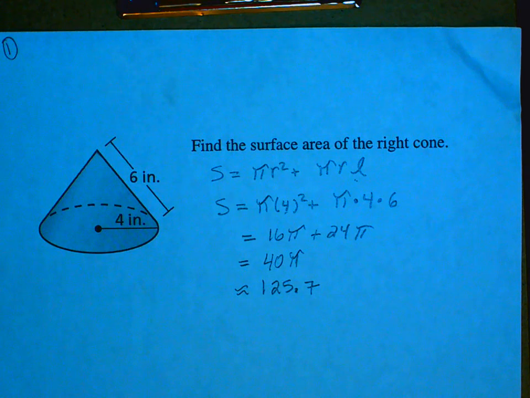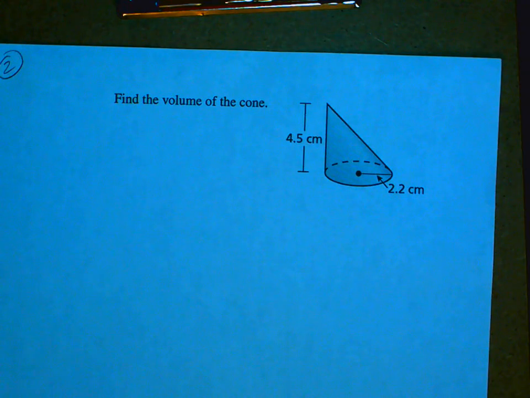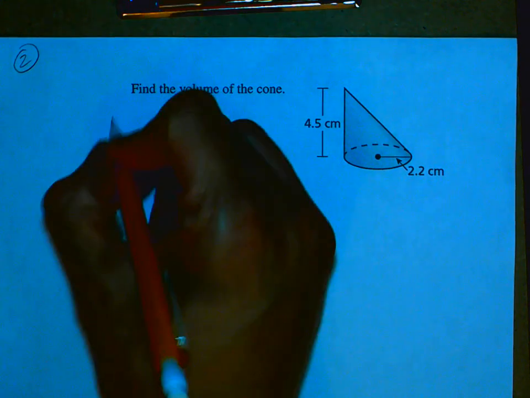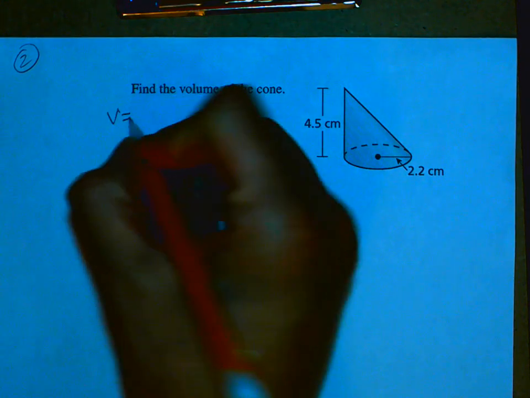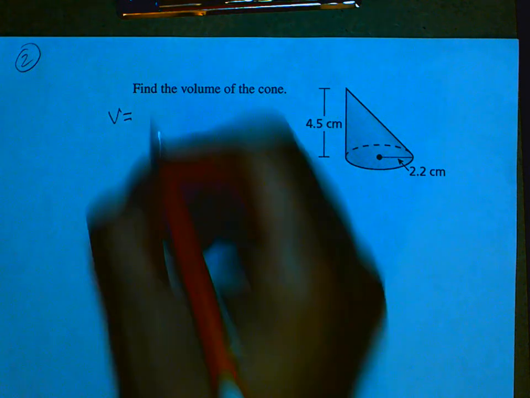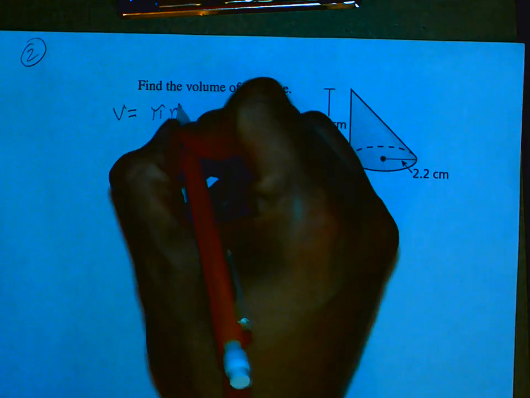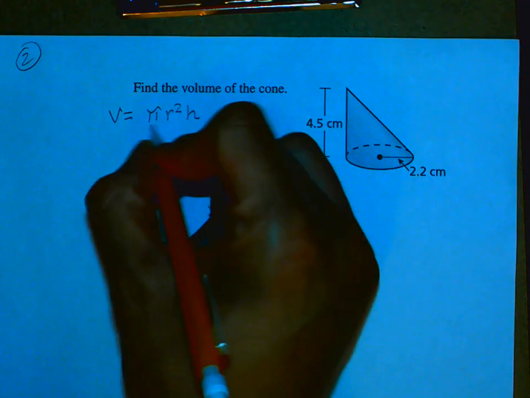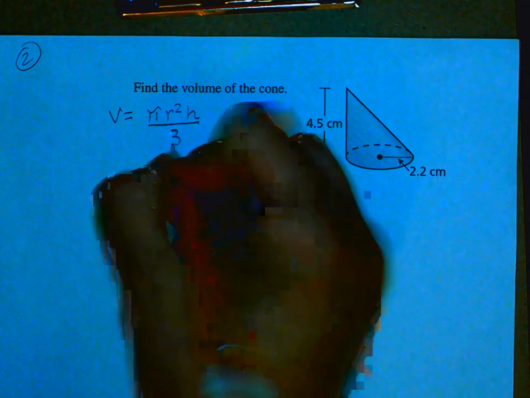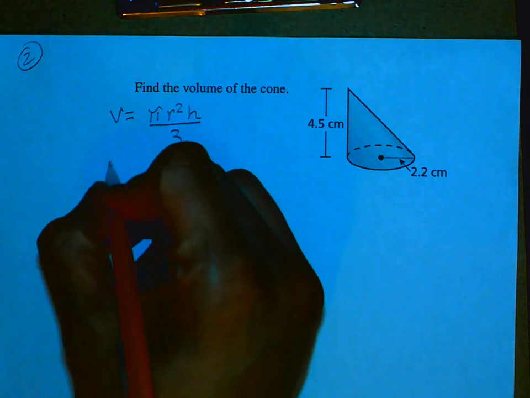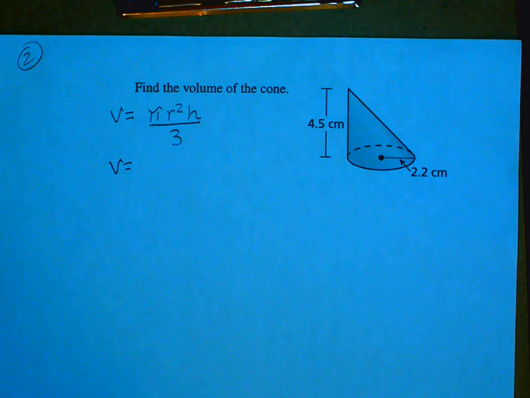Let's take a look at number 2. For number 2, it says find the volume of a cone. So the volume of a cone, we already said it was going to be pi r squared multiplied by the height, all divided by 3. All we need to do in this case is put the values in.